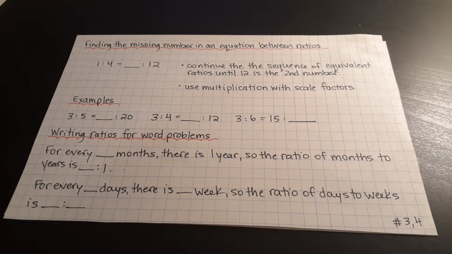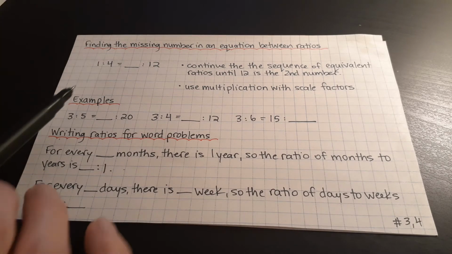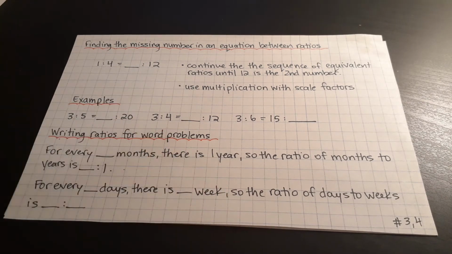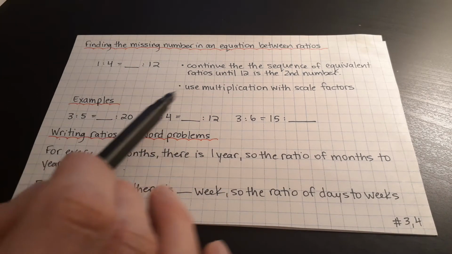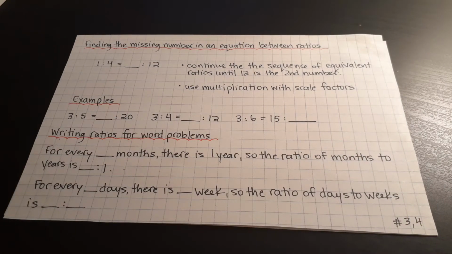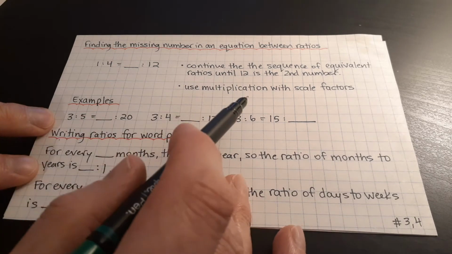All right, so where we move on to the next part of our lesson is finding the missing number in an equation between ratios. And so here I have a ratio of 1 to 4, and I have it equaling some number to 12. And so there's kind of a couple ways that we can do this. This one will for sure get you the right answer. What you do is you continue the sequence of equivalent ratios until 12 is the second number.